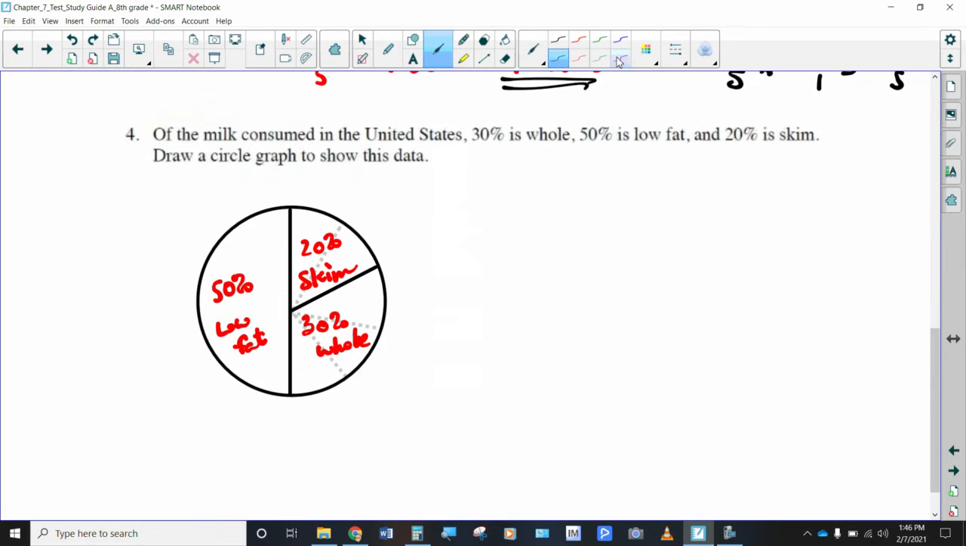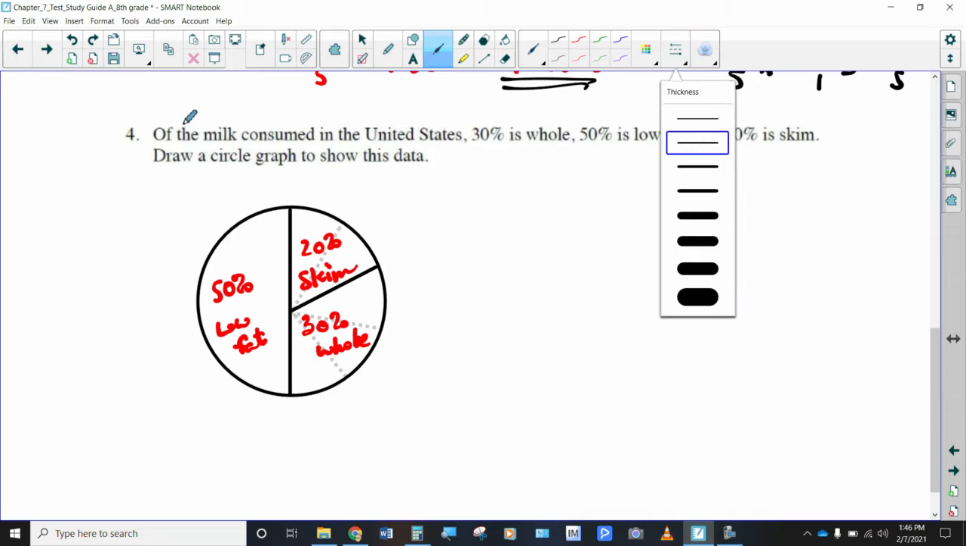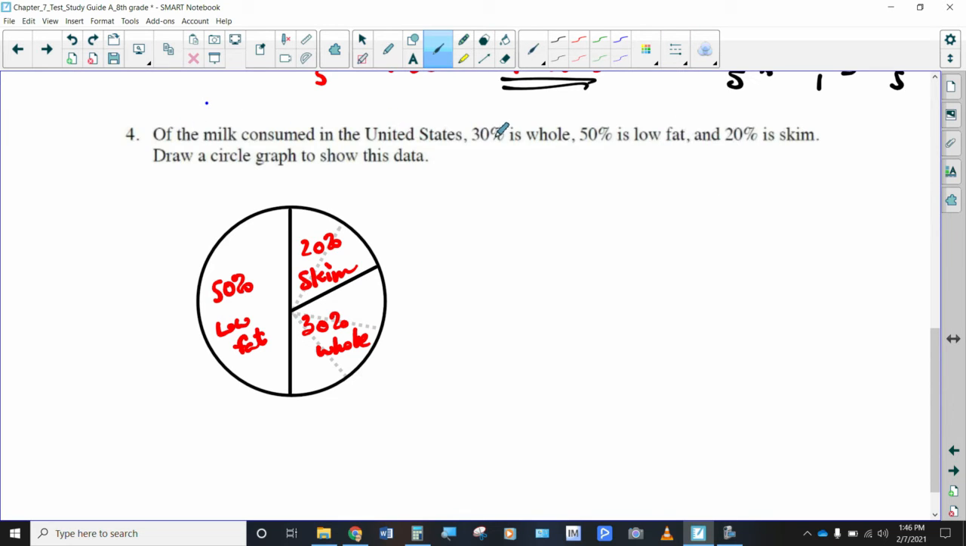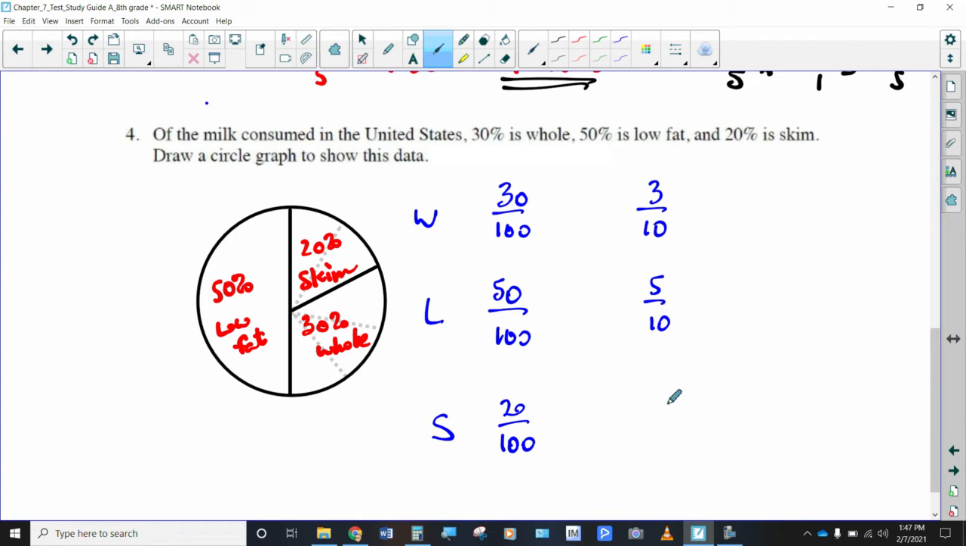Right, now for an entirely new kind of problem. It says, of the milk consumed in the United States, 30% is whole. So that would be 30 out of 100 is whole. 50% is low fat, so it would be 50 out of 100 is the low fat. Let me put the W there, the low fat is there. And then the skim is about 20%. So it's 20 out of 100. So if we wanted to, we could have changed that to 3 out of 10, 5 out of 10, and no, we don't need to do that. That's totally fine. We just leave it like this.